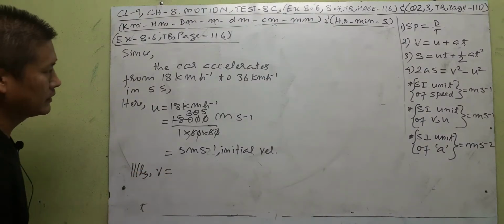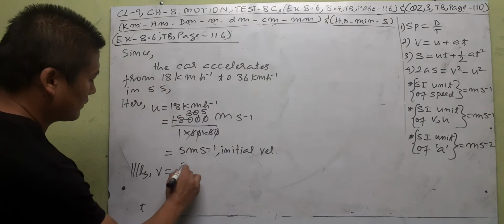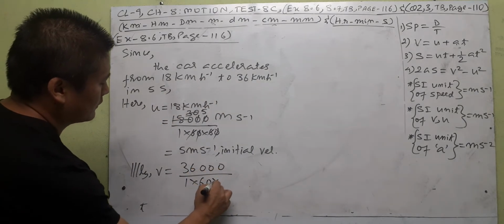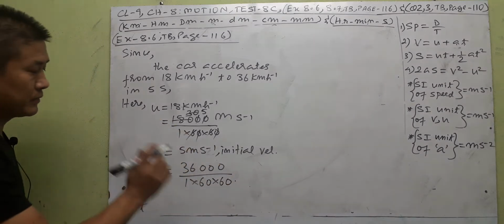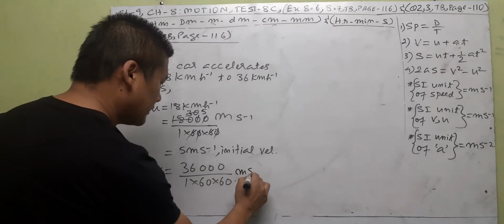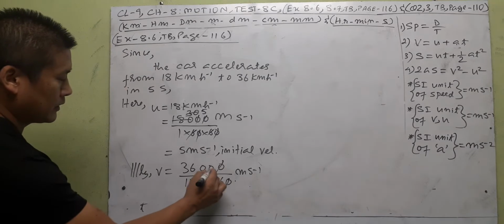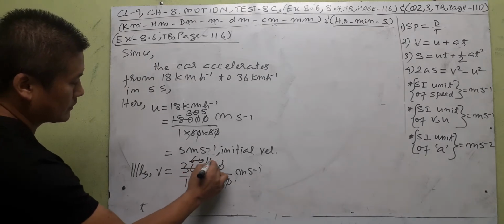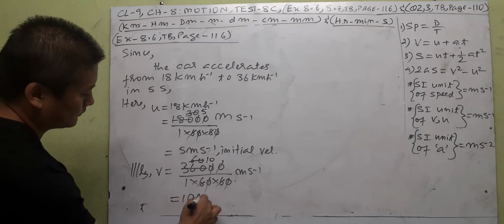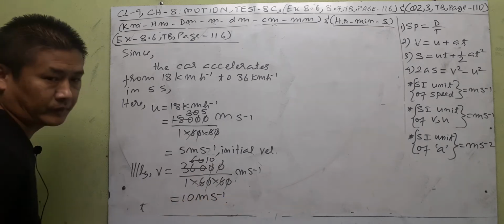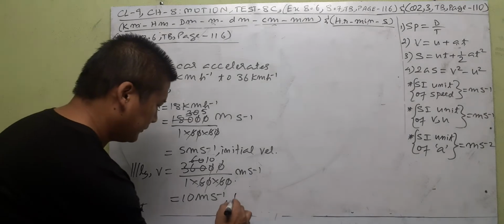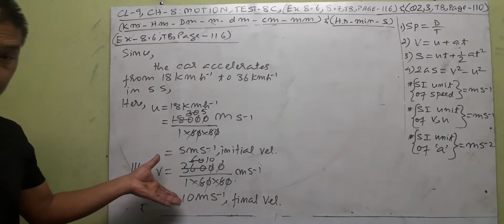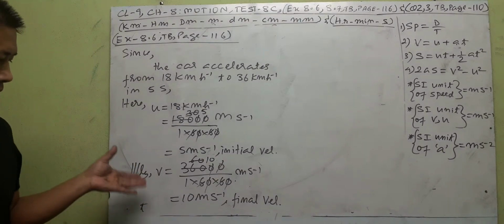Similarly, we can just write in short now. V will be directly here: 36 means 36000 divided by 1 into 60 into 60, with the same explanation. This one, meter per second. The zeros cancel. 6 6s are 36. 6 10s are 60. So this is 10 meter per second. So this is your final velocity. Please write it down carefully by thinking.